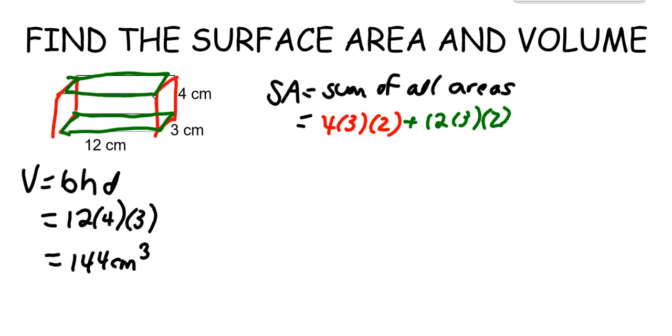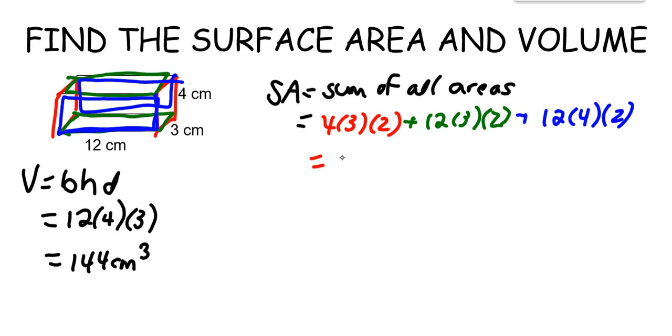The last side that we're going to look at is this blue one here, or the front of the prism, which will be 12 times 4. And again, there are 2 of those, a front and a back. So now what we're going to do is just find each of those areas.